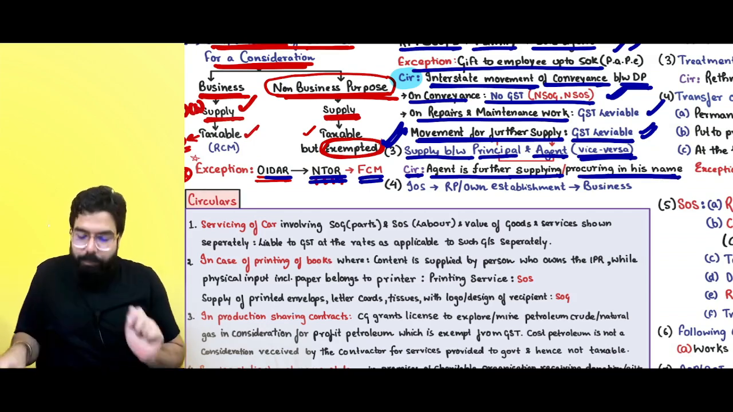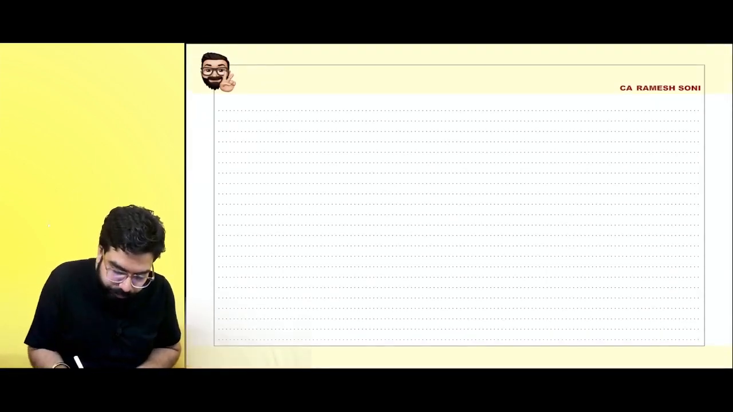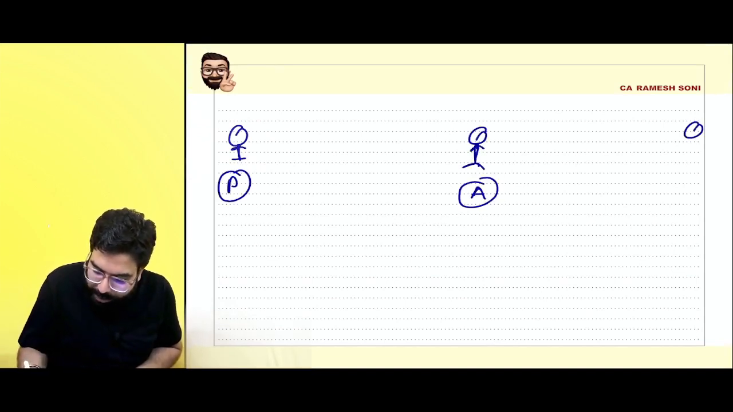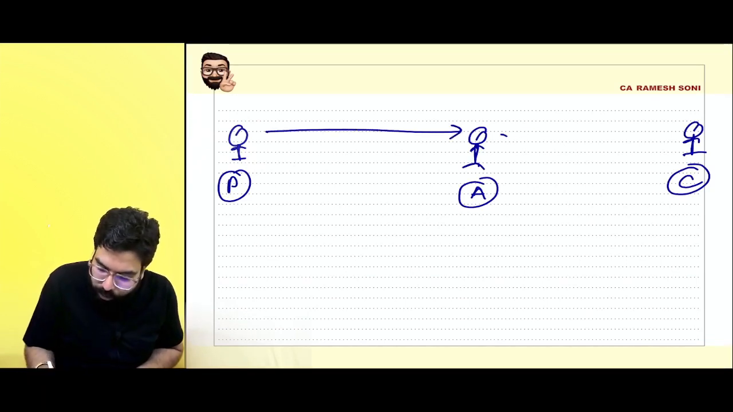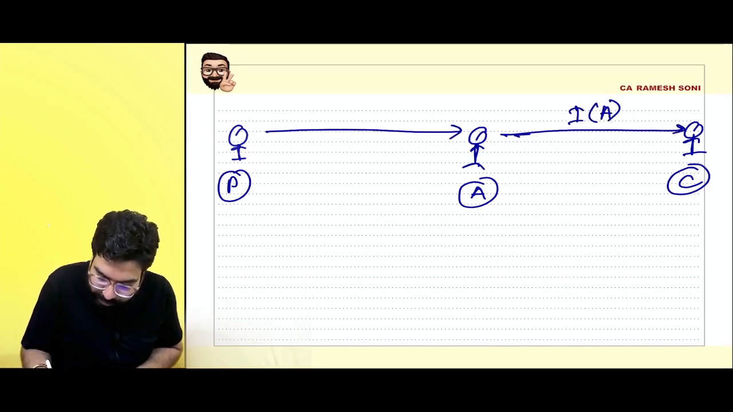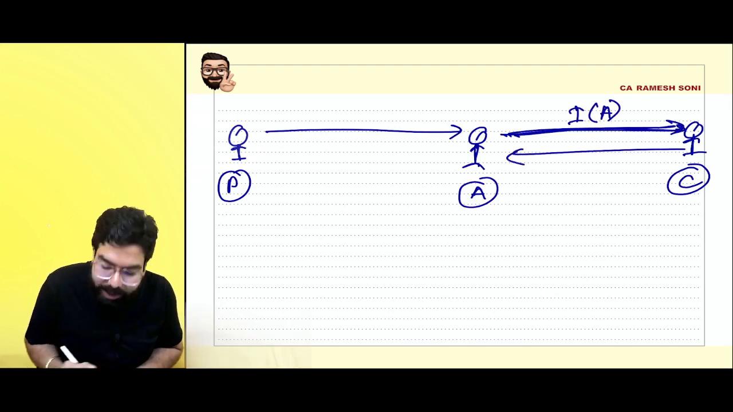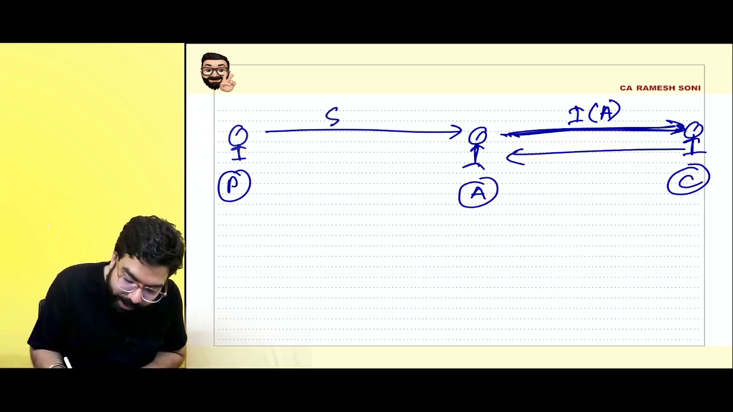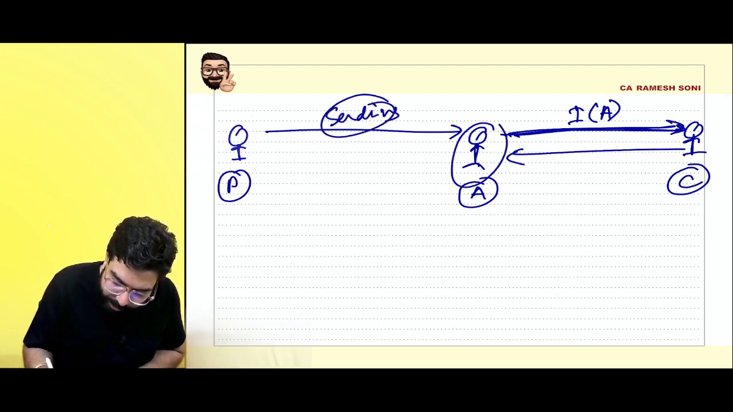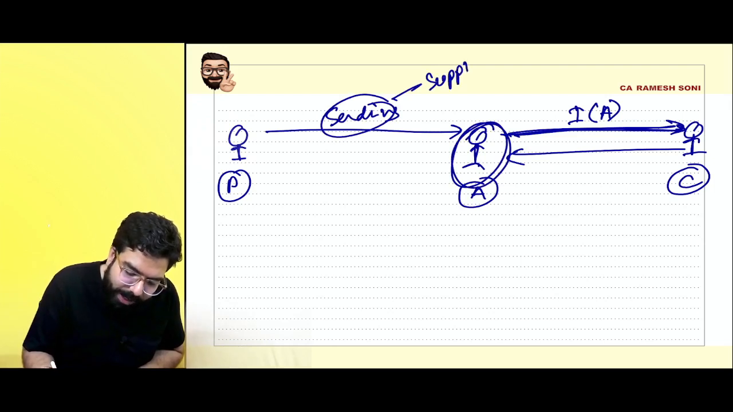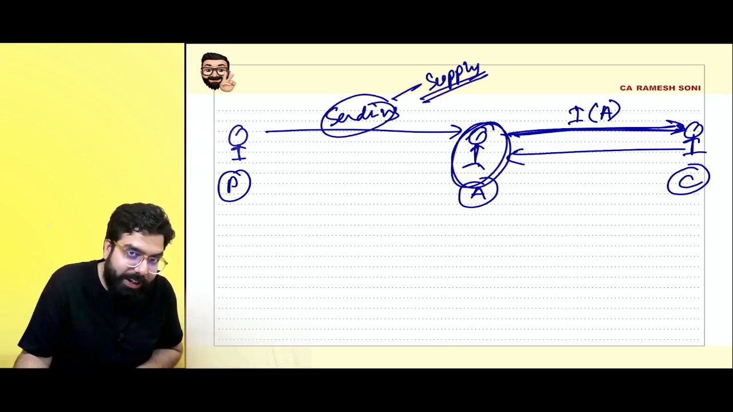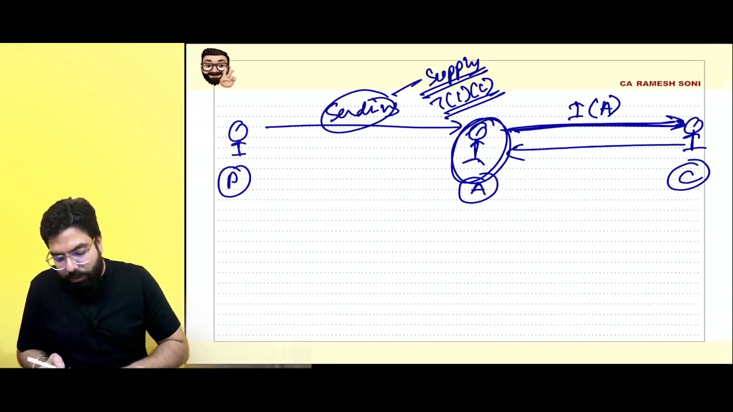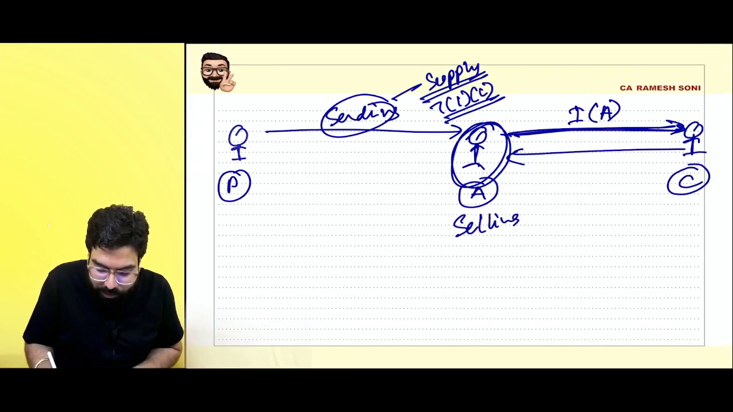So for an example, if I tell you there is a principal, there is an agent, and there is a customer. Principal sends the goods, agent issues the invoice in the name of the agent and further supplies. He will collect the payment, and later after 2 months, 3 months, 6 months, he will remit it to me. Sending of goods by me to my agent will be considered as supply. Even if I am sending it to him without a consideration, it will be considered as supply under section 7.1c. Now these are known as selling agents also.